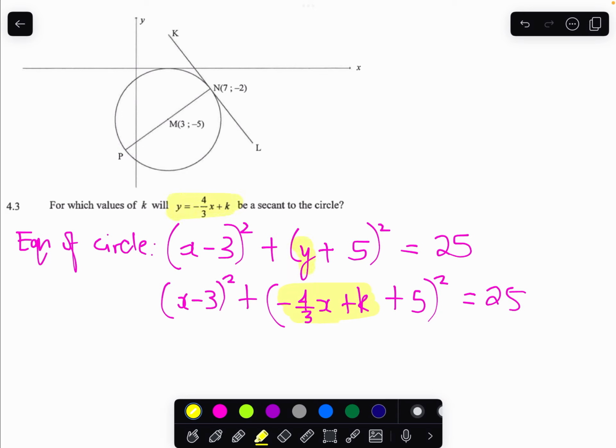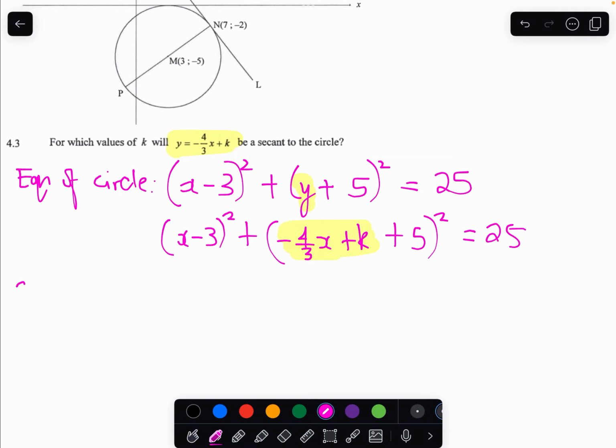Okay, and now we are going to expand. So x minus 3 x squared. Is this really what I need to do? Because this expansion is going to get so messy. So I need to rethink my life real quick.